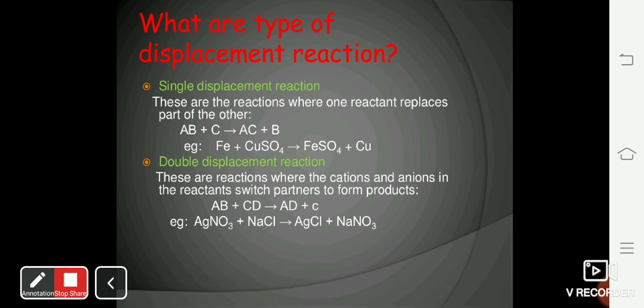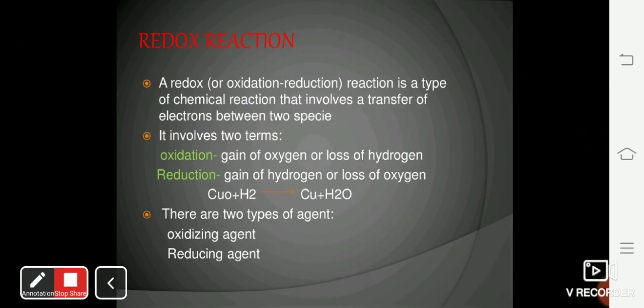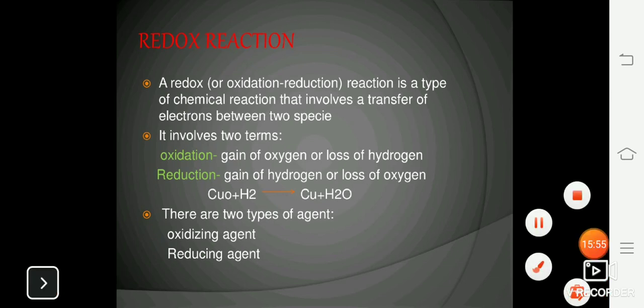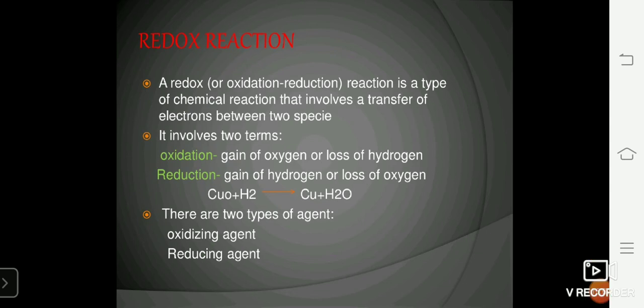The next part is redox reaction. Now please remember, redox reaction is a combination of two reactions. One is oxidation and the second one is reduction. Either you have to remember oxidation or reduction. One is enough, the second is opposite to the first one. Gain of oxygen, loss of hydrogen, loss of electron is called oxidation. So what will be reduction? Reduction will be opposite to oxidation. Gain of hydrogen, loss of oxygen, gain of electron is reduction.